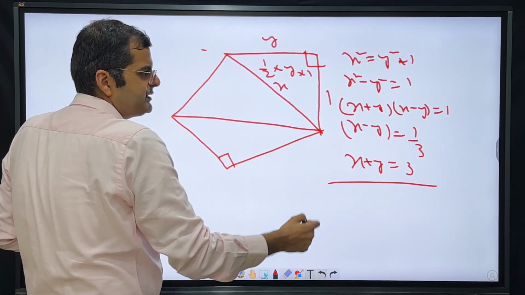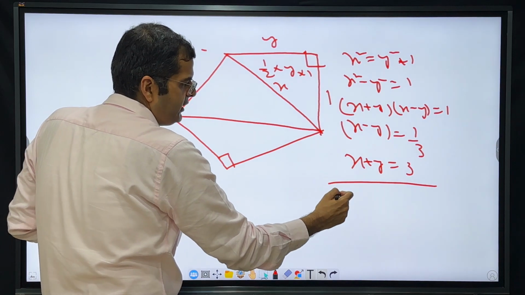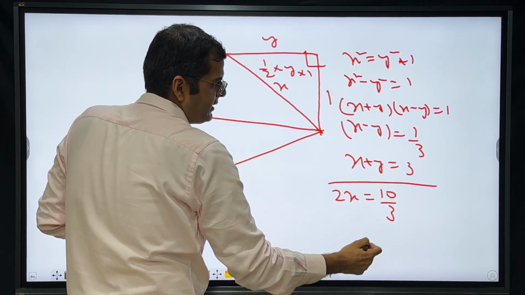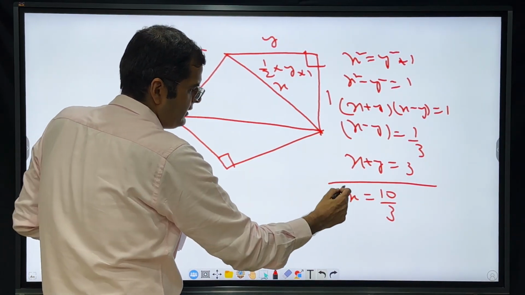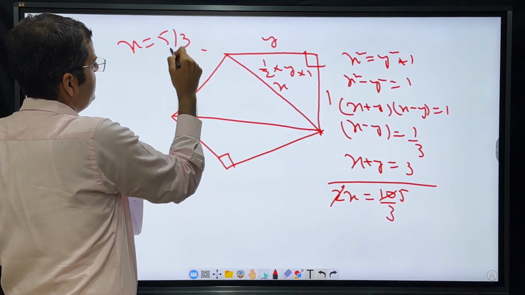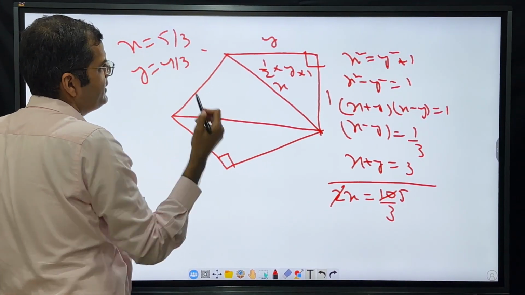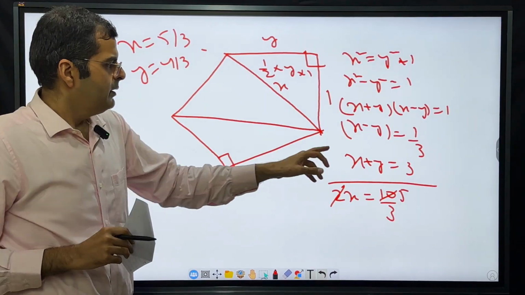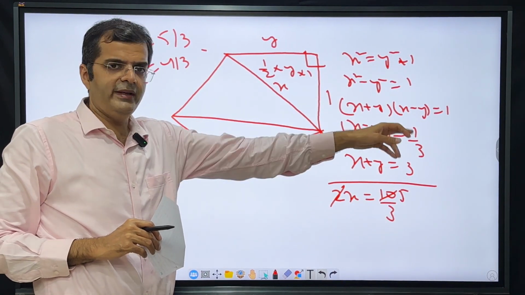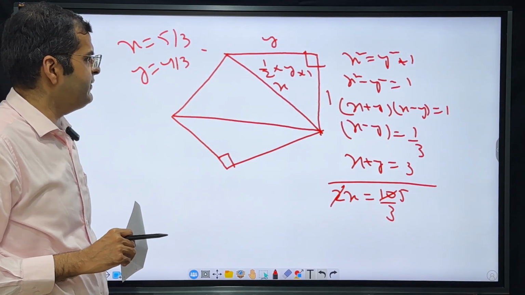I have two equations in x and y, so I can solve them. If I add them, I'll get 2x equal to 10 by 3, because 9 plus 1 is 10 by 3. So x comes out to be 5 by 3. That means y will be 4 by 3, because 5 by 3 plus 4 by 3 is 9 by 3, which is 3, and 5 by 3 minus 4 by 3 is 1 by 3. So I have x and y here.